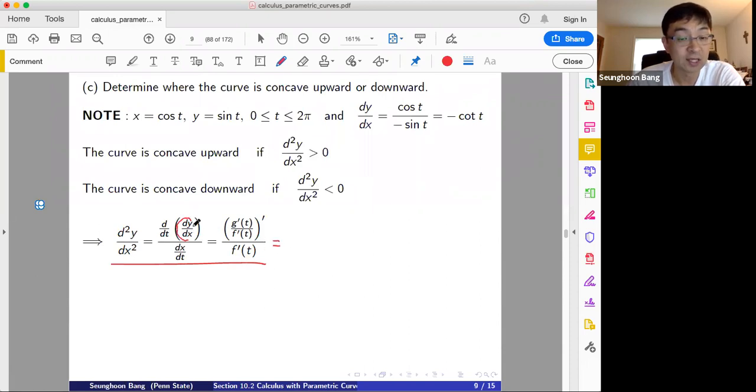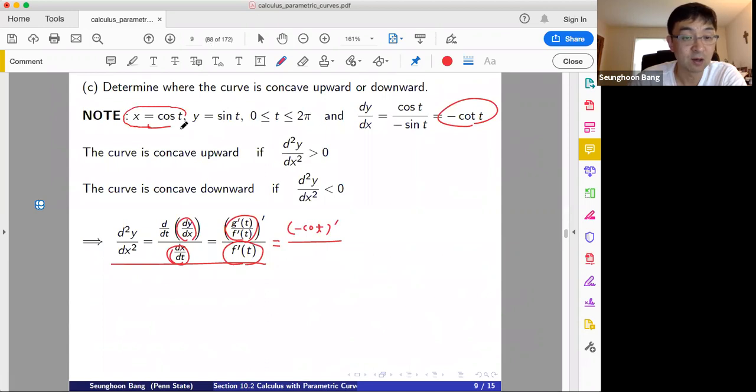What is dy over dx? dy over dx is negative cotangent. So we need the derivative of negative cotangent, over f prime of t, where f of t is dx over dt, which is x prime, cosine of t prime. So do you know what the derivative of negative cotangent is? Could you write your answer on the chatting board, please? What is the derivative of negative cotangent?